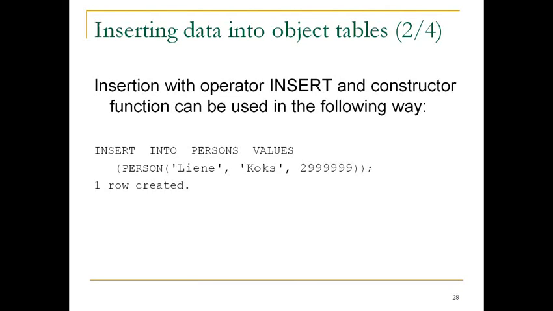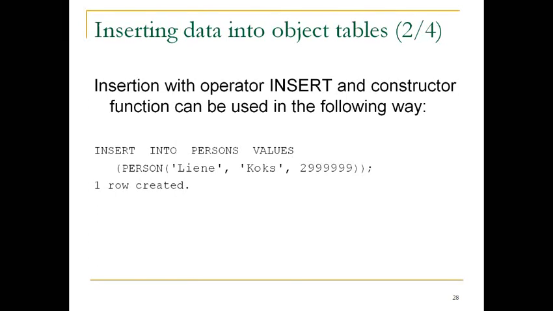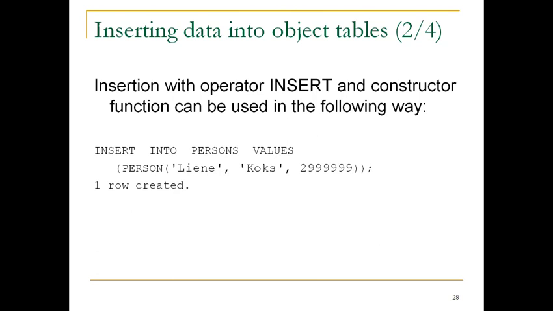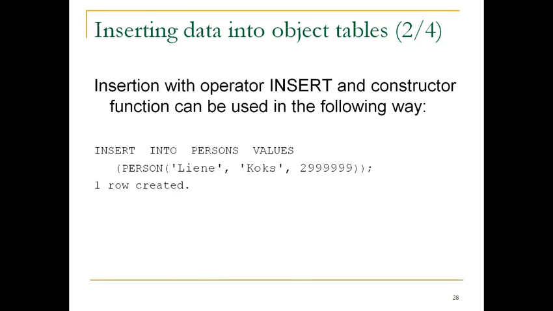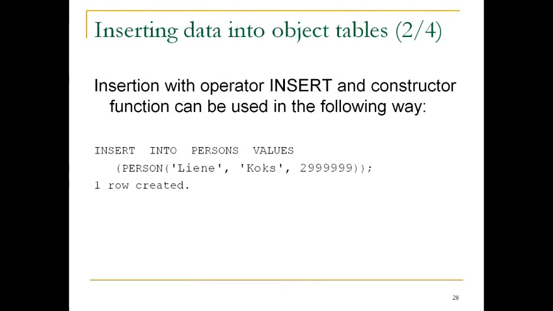So, we can create an object with this constructor function. Remember, the name of the object was person, so the constructor function is named the same, person, and we have three attributes. The first one was name, second was surname, and third was the phone number. We create the object with this constructor and then insert it into the table, because the table now contains only one column, the only one value, the value with the type person will be inserted into the table.